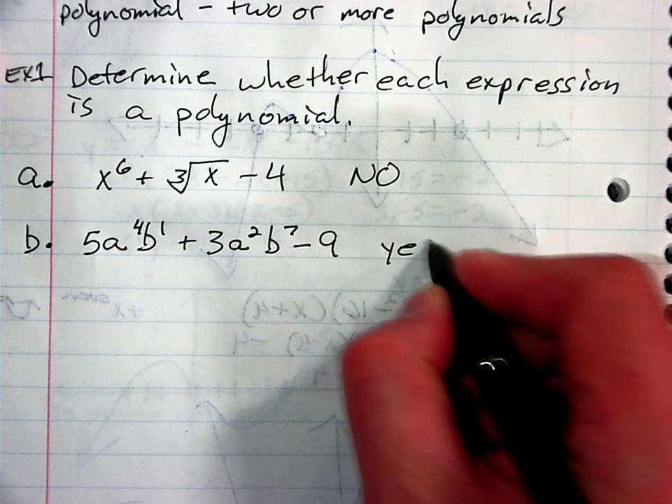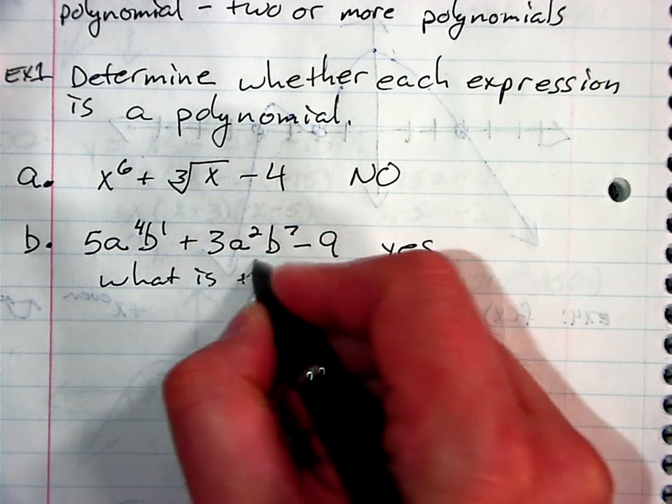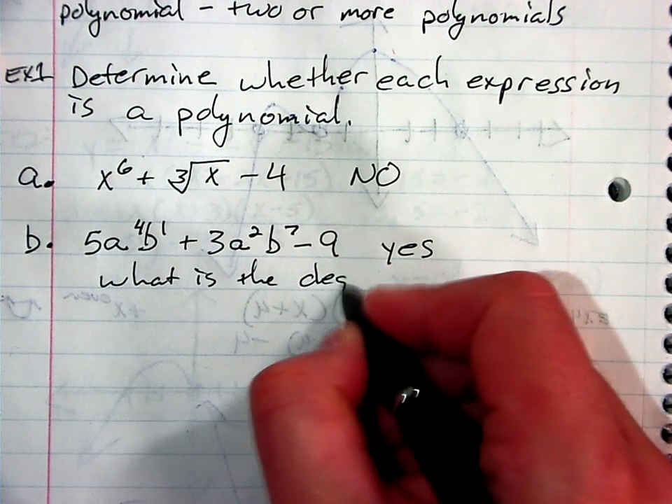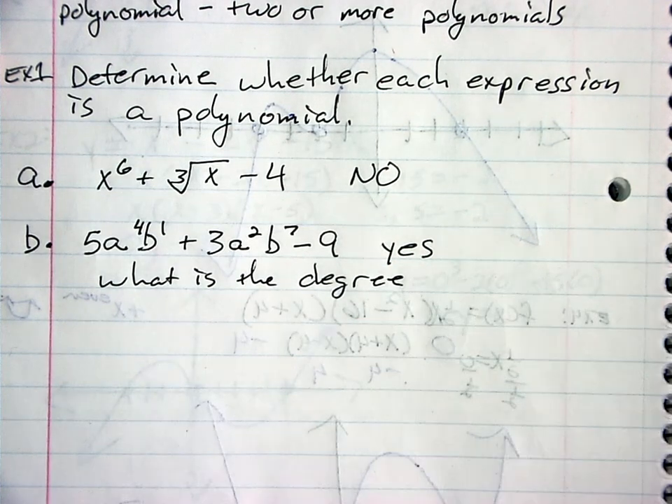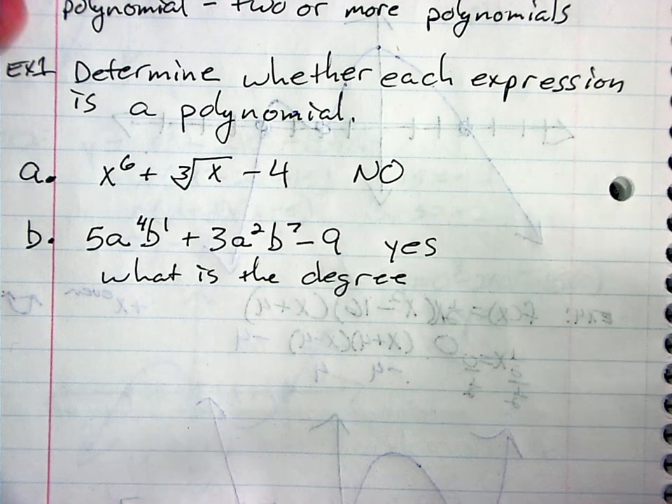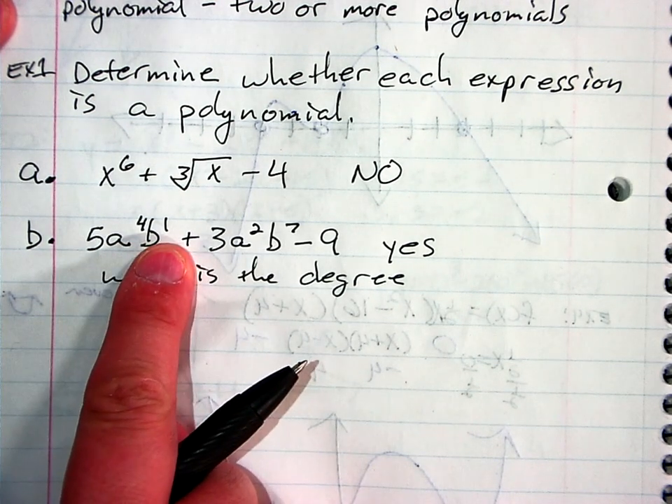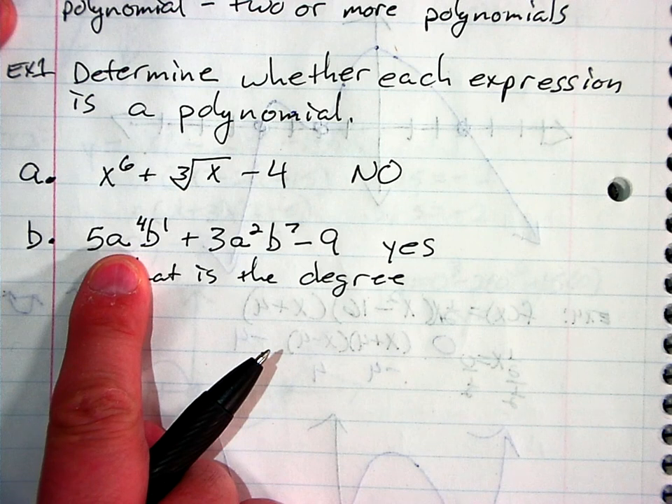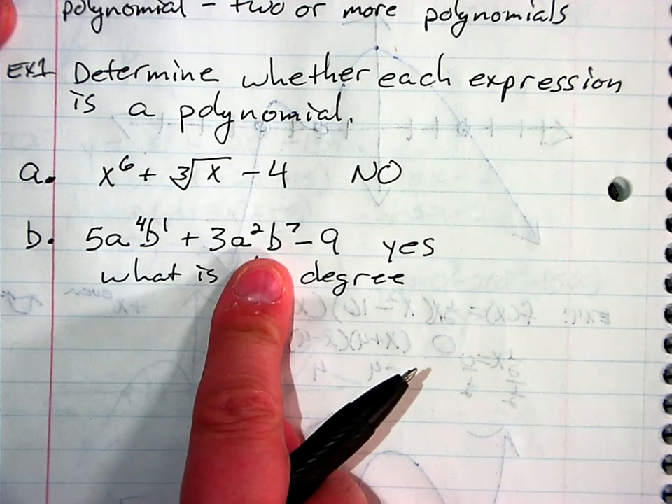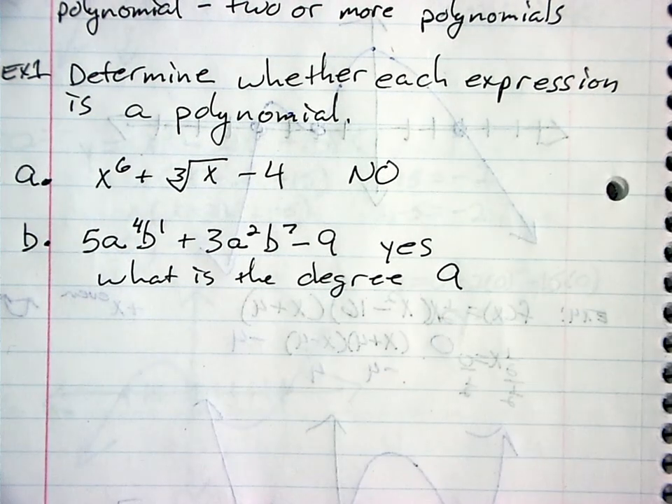Now, if I was to ask you, what is the degree? Degree is the biggest exponent per term. But you have to add them. So, like right here, we have 4 and 1, which equals 5, so the degree of this monomial would be 5. What would the degree of this monomial be? So your biggest degree is 9. That's not hard.